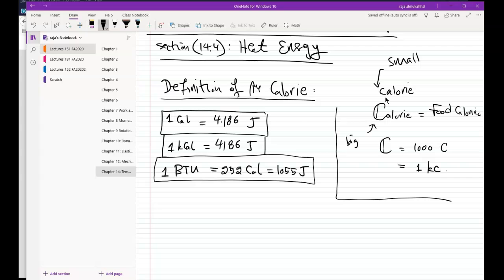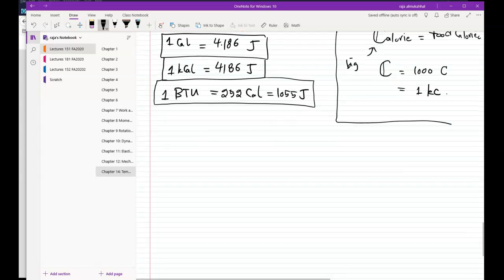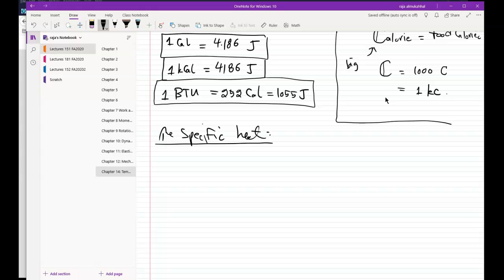Now we come to another topic that I want to talk about, and within the section, before we start doing problems, and that is the specific heat. This is a very important topic. And I believe if you're doing labs this year, there is an experiment where you have to calculate the specific heat of a certain material. Maybe you've done it already, I'm not sure. Okay.